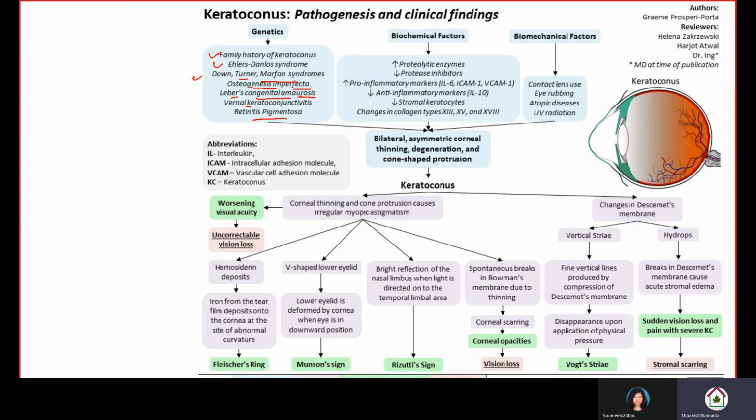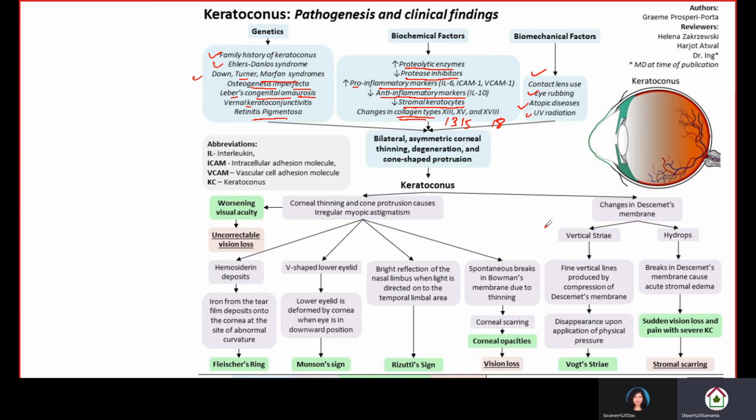Next, biochemical factors include increase of proteolytic enzymes, decrease of protease inhibitors, increase of pro-inflammatory markers, decrease of anti-inflammatory markers, decrease of stromal keratocytes, changes in collagen types 13, 15, 18. Other factors: contact lens use, eye rubbing, atopic diseases, UV radiation. These are the factors which contribute to the development of keratoconus.